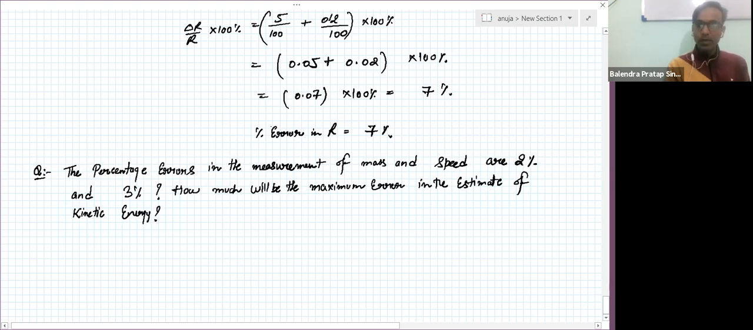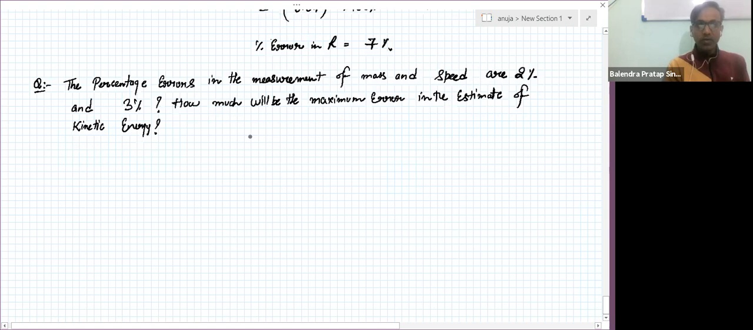Now I'm repeating the question. What is given here? The given part is the percentage error in mass and speed. The percentage errors in mass and speed are 2 and 3%, and you have to find how much will be the maximum error in the estimate of kinetic energy. Basically, you have to find the percentage error in kinetic energy.